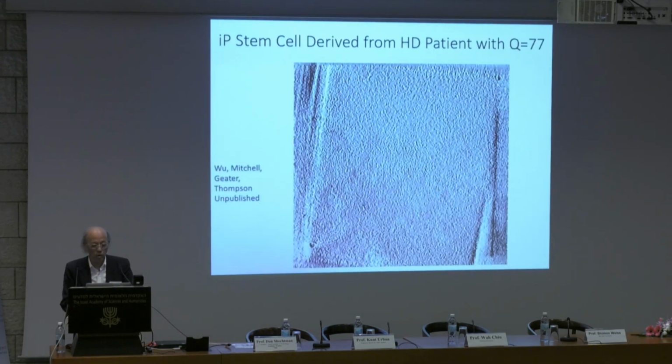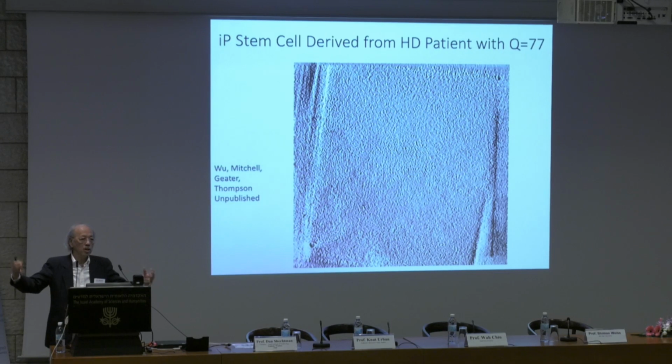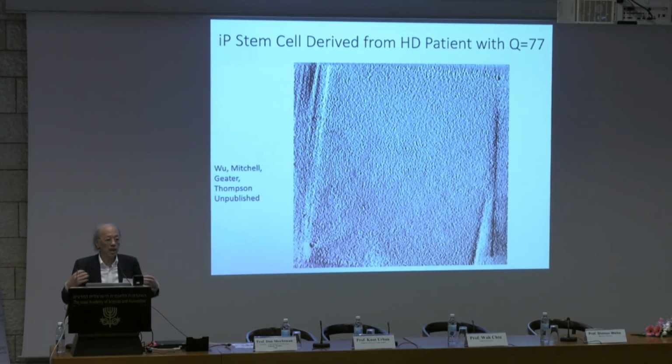And finally, one more example is now, instead of a neuron from a mouse, we can actually use the stem cell derived from a patient of Huntington disease with this Q repeat of 77. For years, I wanted to see how this protein aggregate in the cell looks like. It's similar to the Alzheimer's that many of us are interested in having that problem solved. So I would like to see how this protein aggregate looks inside the cell.